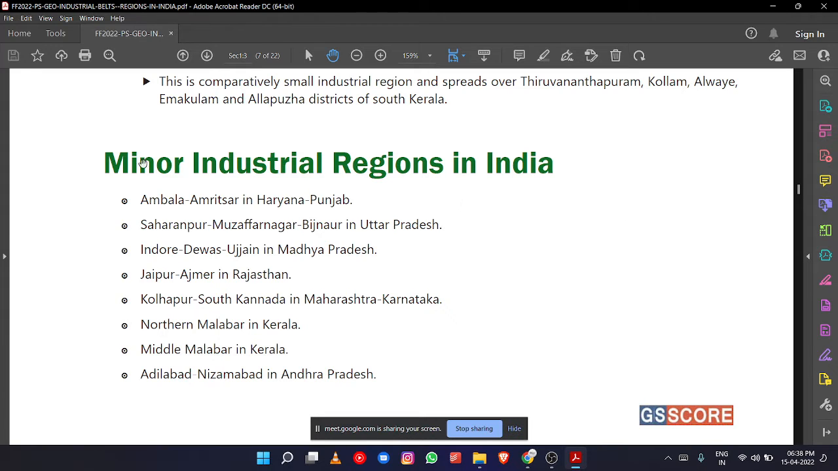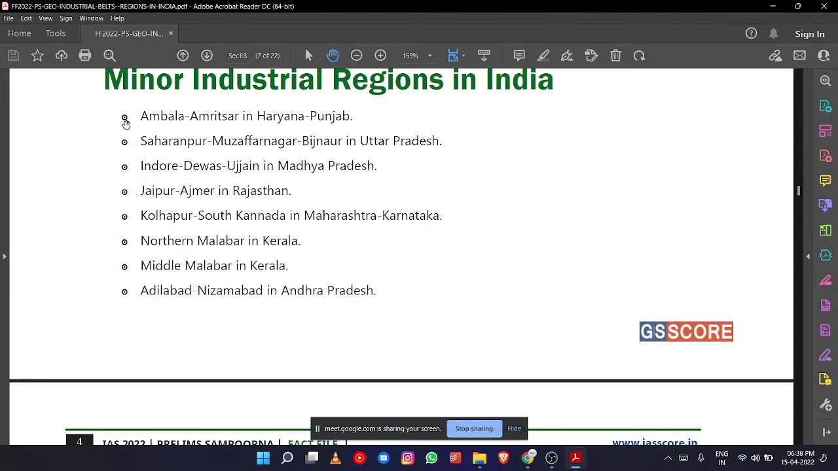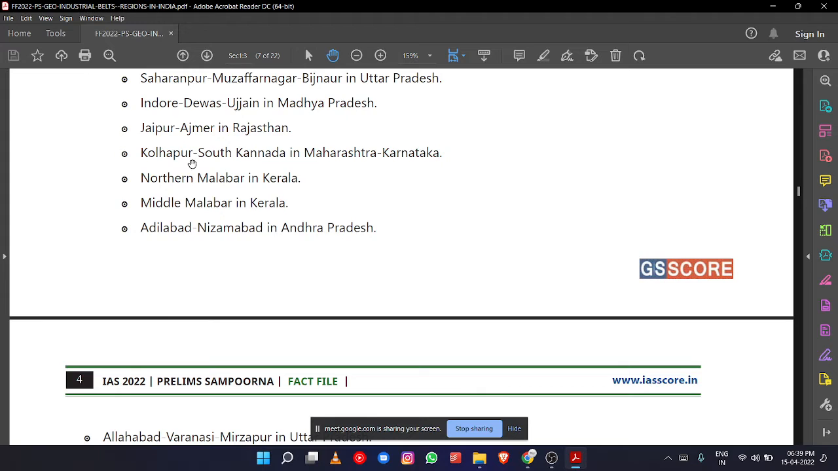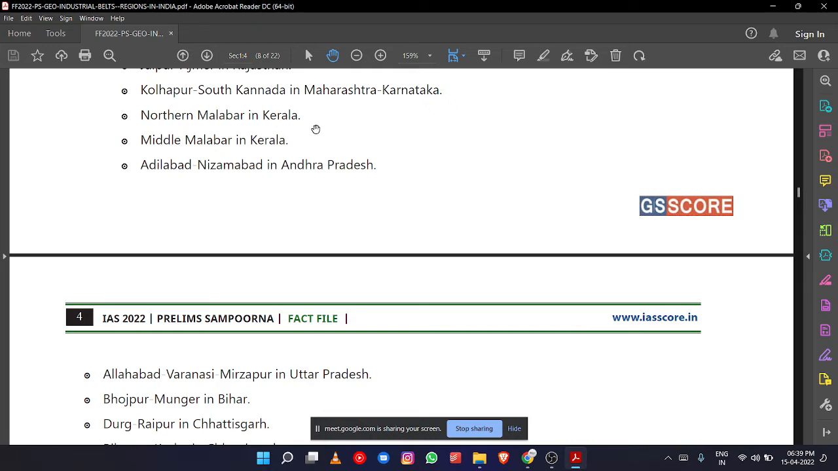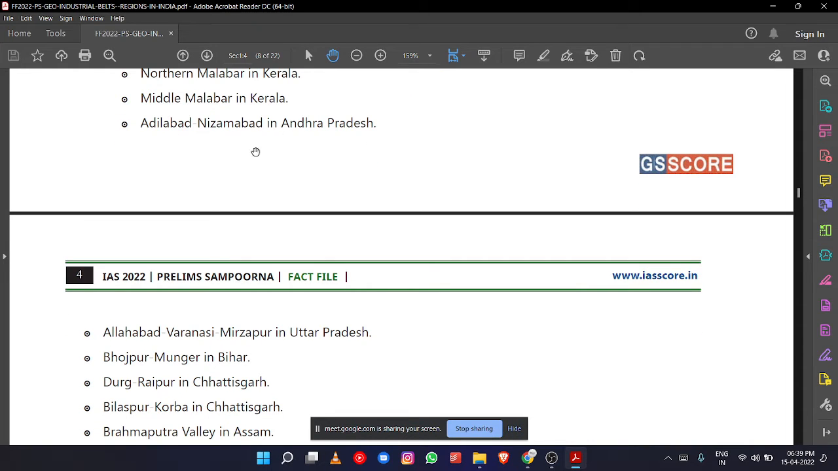Other minor industrial regions are also present in India. You just have to have a glance; you don't have to remember everything. They include the Ambala-Amritsar region in Haryana and Punjab, Saharanpur and Muzaffarnagar in Uttar Pradesh, the Indore-Dewas-Ujjain region in Madhya Pradesh, the Jaipur-Ajmer region in Rajasthan, Kolhapur and South Kannada in Maharashtra and Karnataka, Northern Malabar and Middle Malabar in Kerala, and Adilabad and Nizamabad in the Andhra Pradesh area.